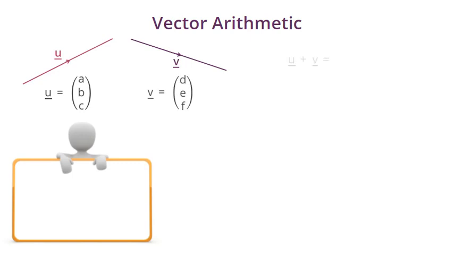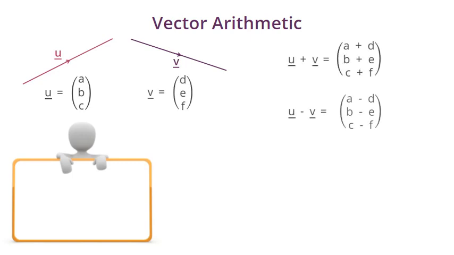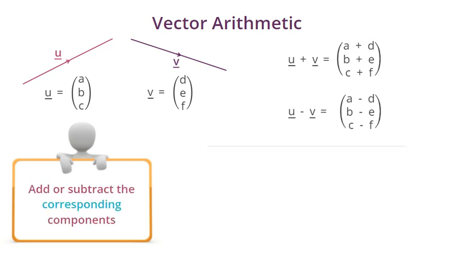Addition or subtraction of vectors is done by adding, or subtracting, the corresponding components. Multiplying a vector by a scalar will change the magnitude of that vector.